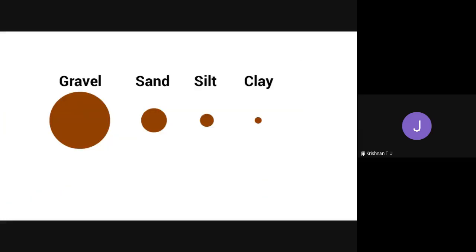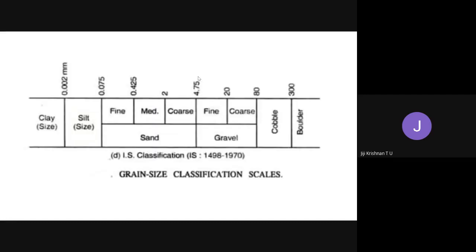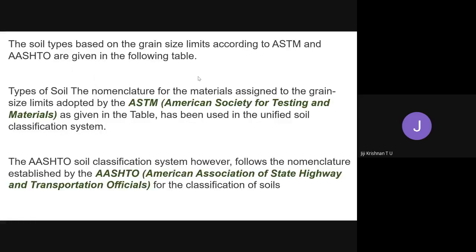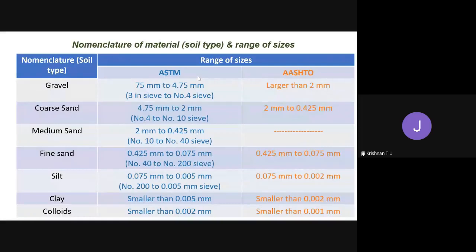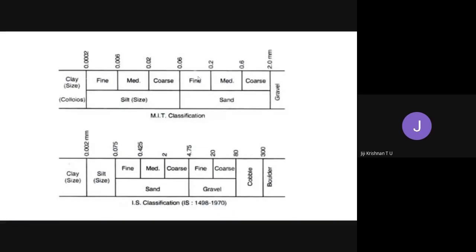These are the size variations that we can clearly distinguish from clay to gravel. And this is the IS soil classification. Less than 2 micron, it is clay; 75 micron, silt; and 4.75 mm, it is sand; less than 80 mm, it is gravel; 80 to 300 mm, it is cobble; and if it is greater than 300 mm, it is called boulder. The soil types based on the grain size limits according to ASTM and AASHTO are given in the following table. So this is the ASTM and AASHTO classification of soil, and this is the MIT and IS classification. Thank you.